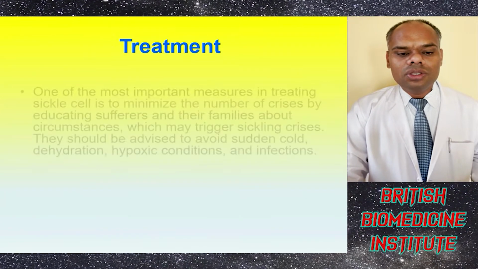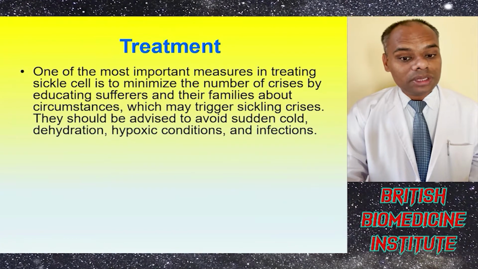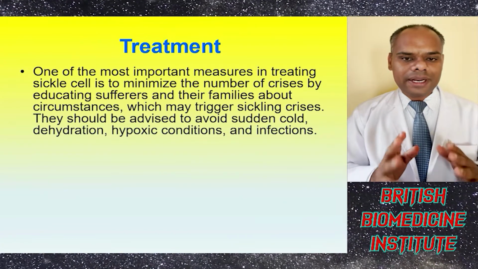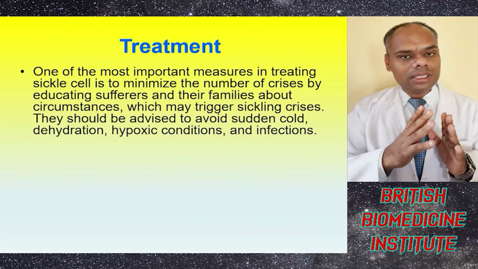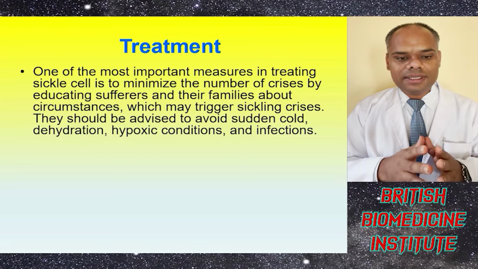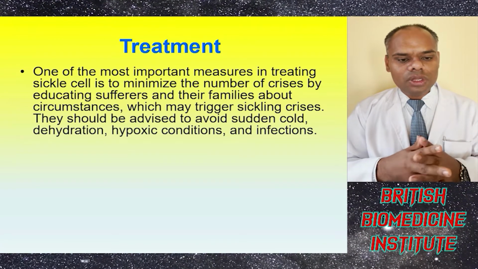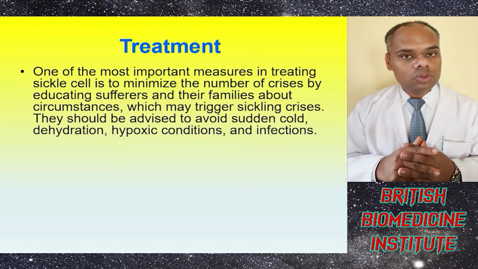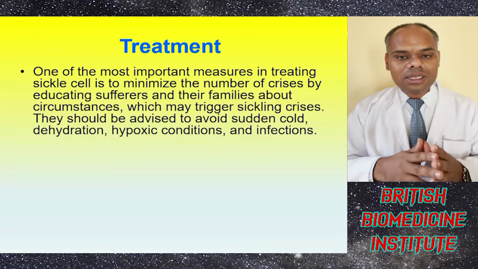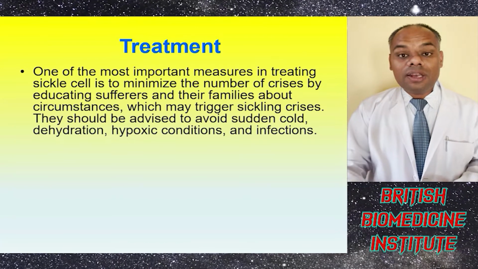Treatment point. One of the most important measures in treating sickle cell is to minimize the number of crises by educating the patient or sufferer and their family about the situations which may trigger a sickling crisis. They should be advised to avoid sudden cold, dehydration, hypoxic conditions and infections.